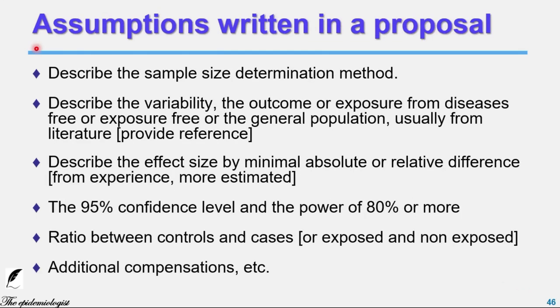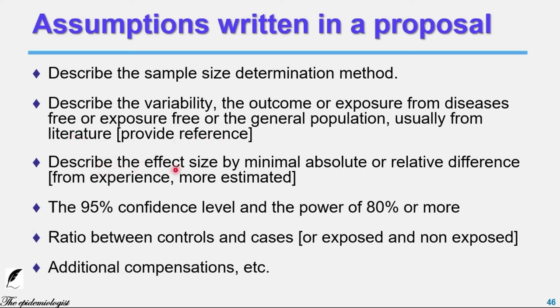What assumptions are made in a proposal? We should describe the sample size determination method. That is to describe whether you used sample size determination for proportion in a single population or sample size in proportion in two populations. Describe the variability, that is, the outcome or exposure to diseases free or exposure free, respectively, from the general population. Such facts are usually taken from the literature, so providing a reference is important.